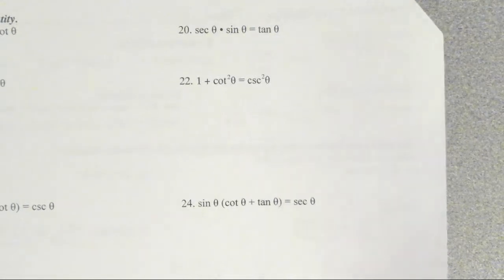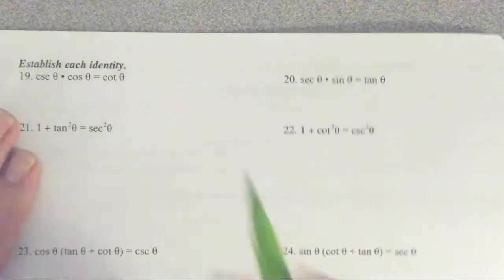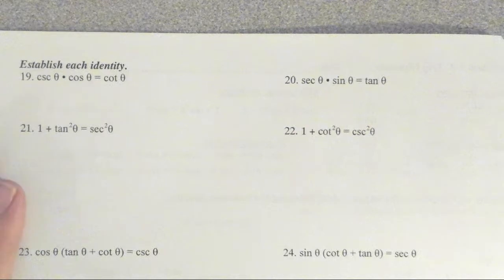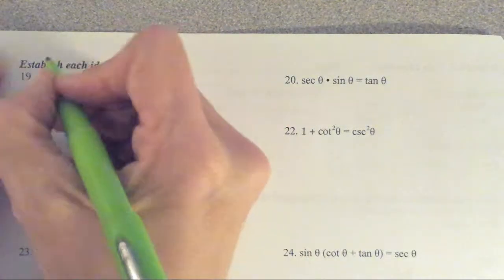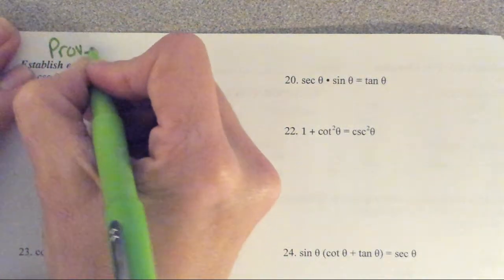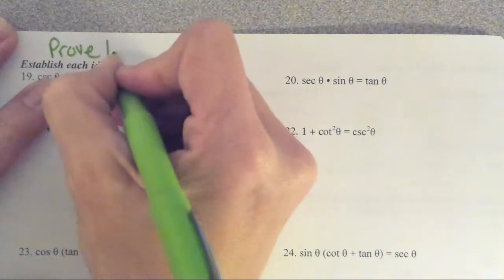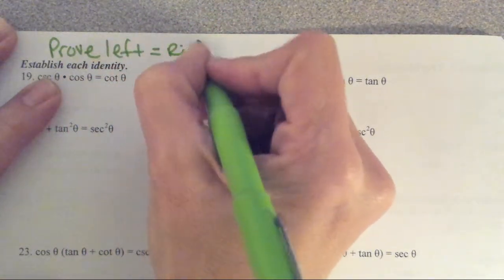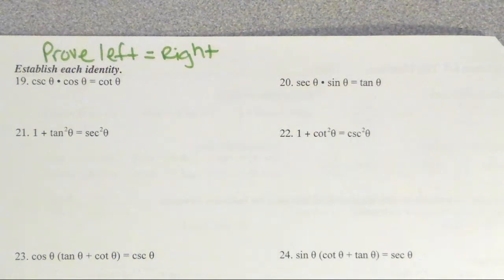On the rest of the worksheet, on 19 through 33, the odds, the directions are going to be simple. Establish each identity. So here's what that means. You have to prove that the left side actually does equal what it says on the right side. And that's all we have to do.